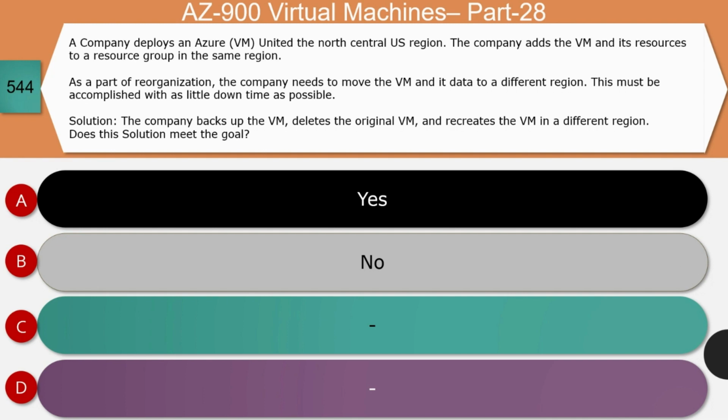Next question. A company deploys a VM in the Central US region. The company adds a VM and its resources to a resource group in the same region. As part of reorganization, the company needs to move the VM and data to a different region. This must be accomplished with as little downtime as possible. The suggested solution is the company backs up the VM, deletes the original VM, and recreates a VM in the different region. Does it meet the goal? Yes or no? The right answer for the question is no.